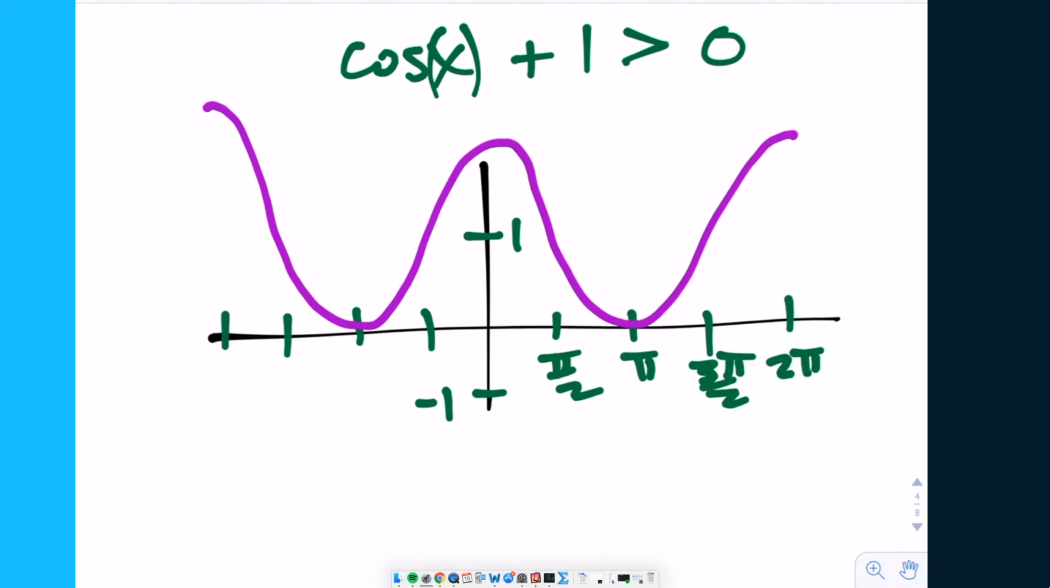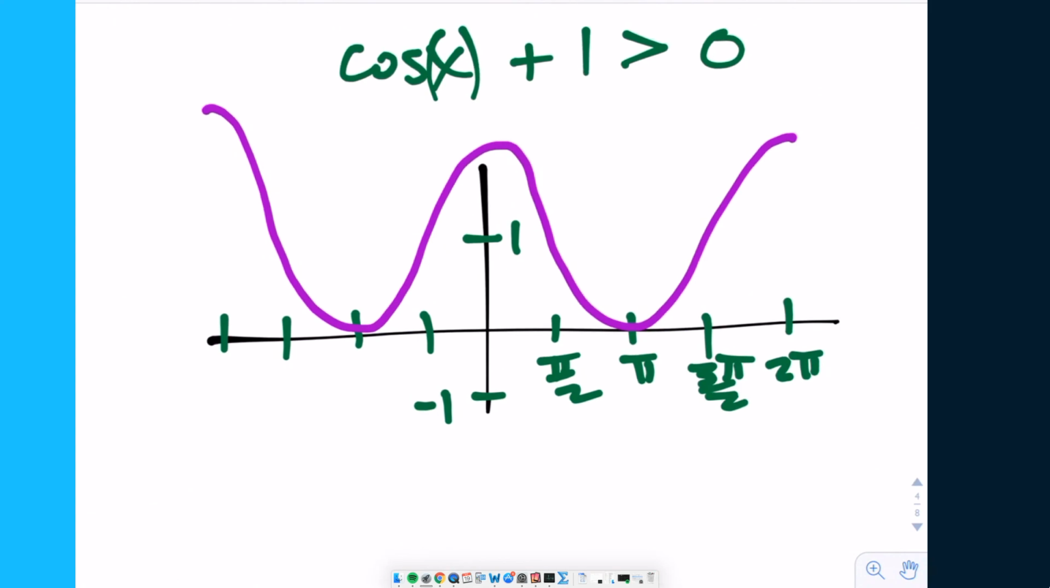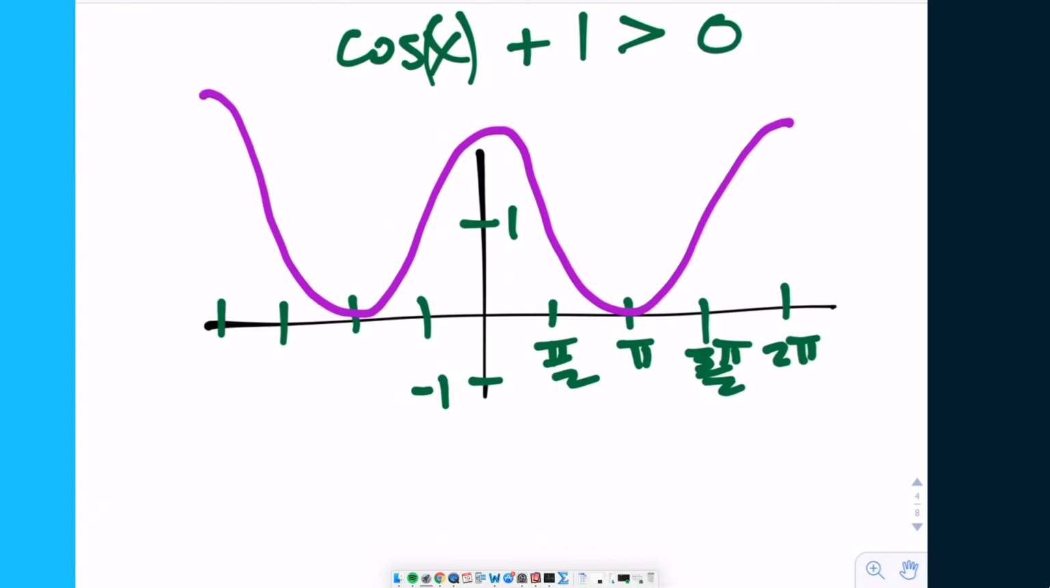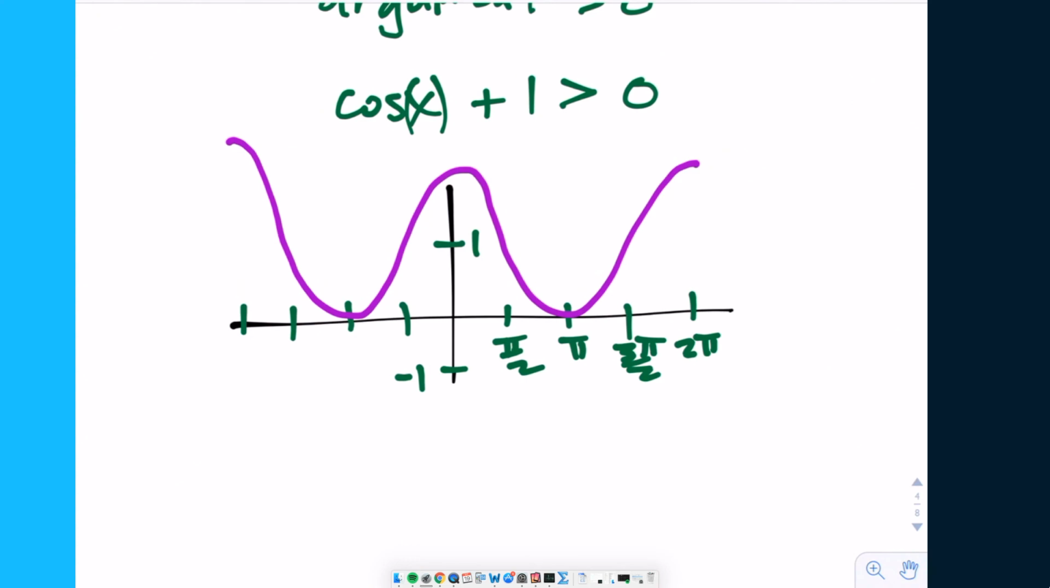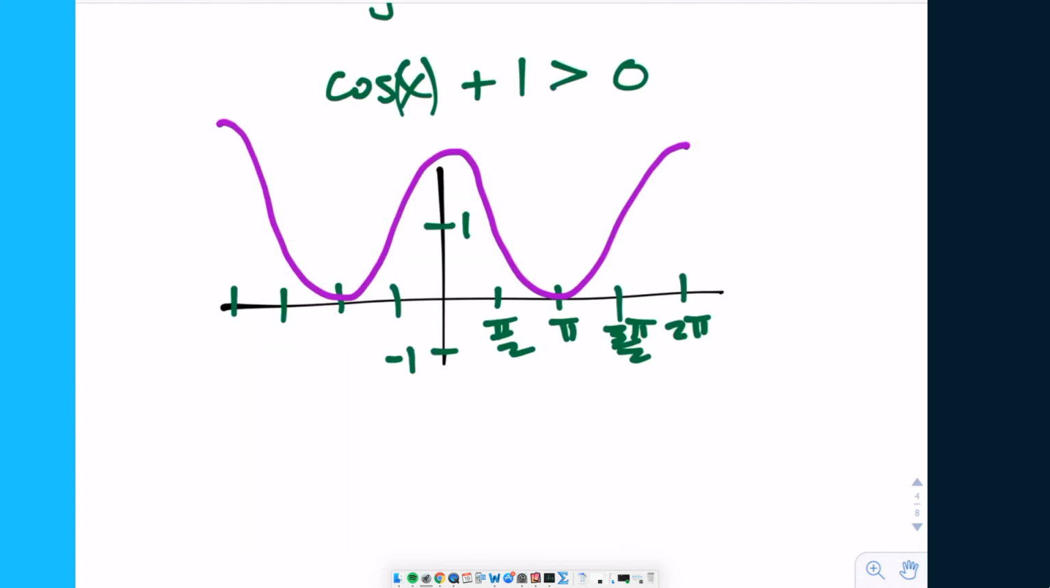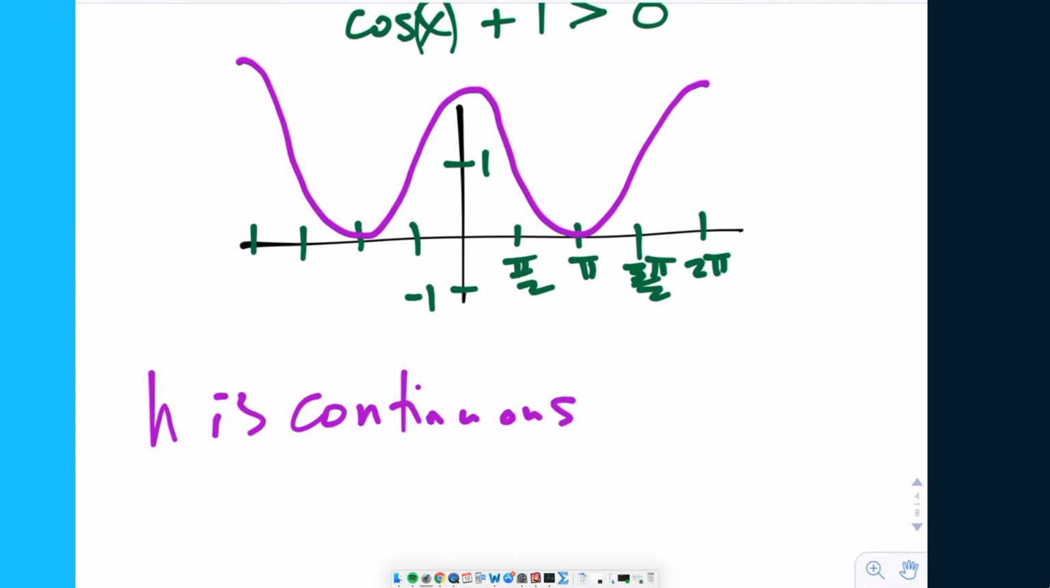Anyway, how do we list then where this is continuous if it's infinitely many values? You want to list them? You do x not equal pi plus 2 pi n. There you go. Let's go and answer the question. H is continuous. We don't have to explicitly say what the domain is. We can just kind of answer the question.